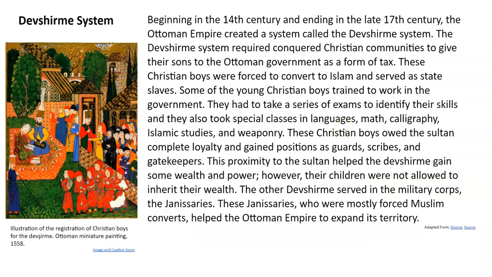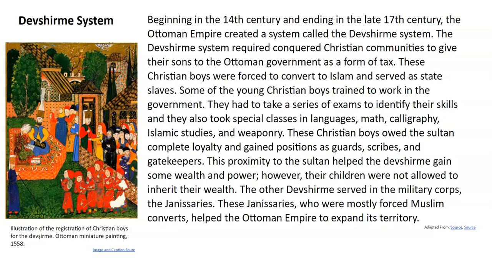The next piece was the Devshirme system. Beginning in the 14th century and ending in the late 17th century, the Ottoman Empire created a system called the Devshirme. The Devshirme system required conquered Christian communities to give their sons to the Ottoman Empire as a form of tax. This is often called a blood tax. Okay, and generally you gave one child from your family to the empire. These boys were forced to convert to Islam and served as state slaves.